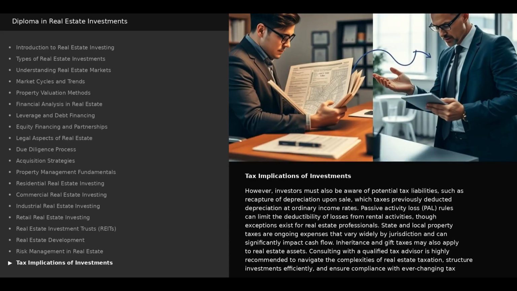However, investors must also be aware of potential tax liabilities such as recapture of depreciation upon sale, which taxes previously deducted depreciation at ordinary income rates. Passive activity loss (PAL) rules can limit the deductibility of losses from rental activities, though exceptions exist for real estate professionals. State and local property taxes are ongoing expenses that vary widely by jurisdiction and can significantly impact cash flow. Inheritance and gift taxes may also apply to real estate assets.